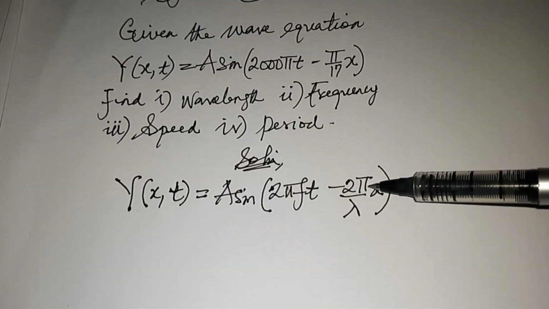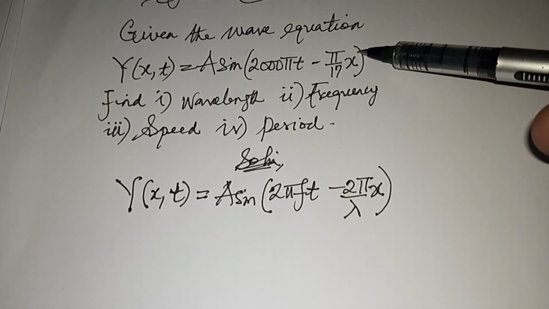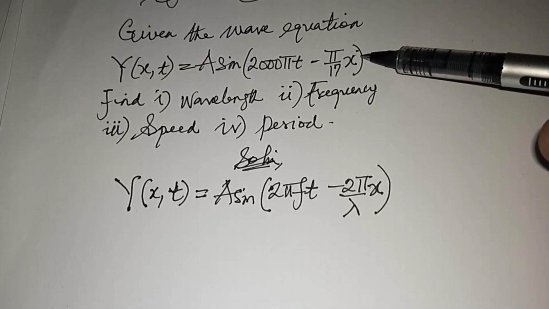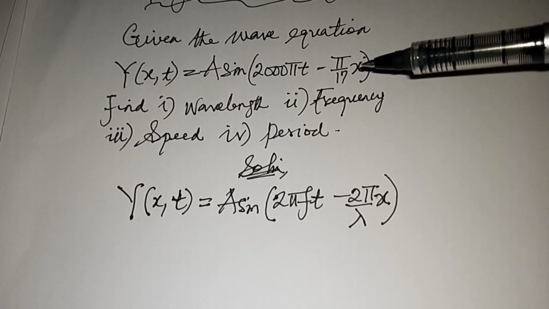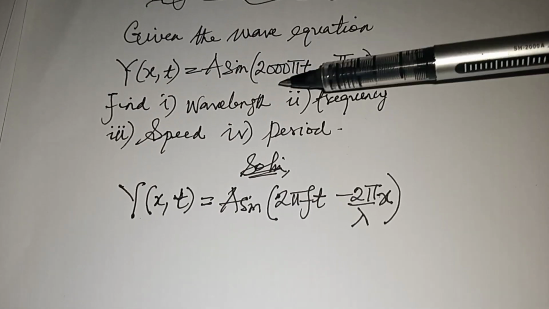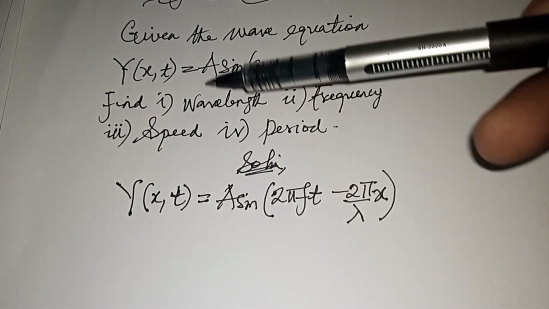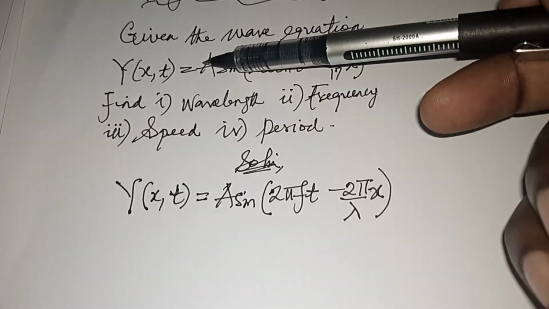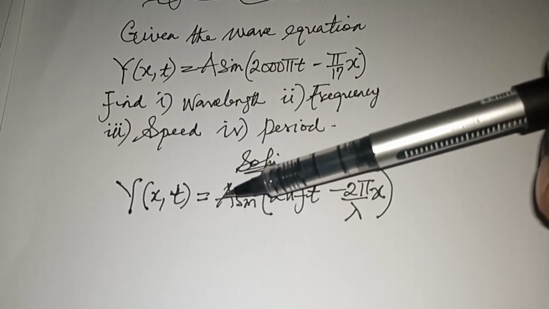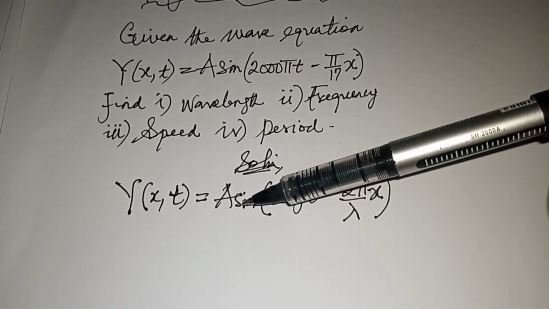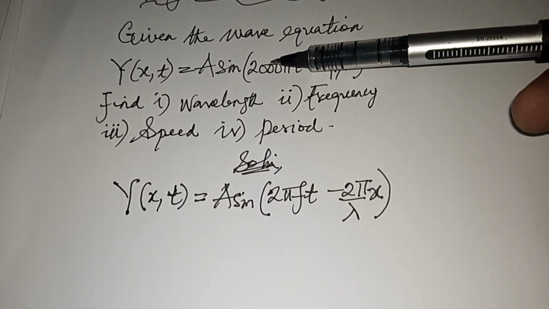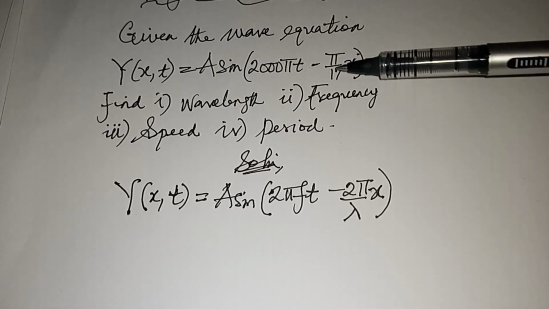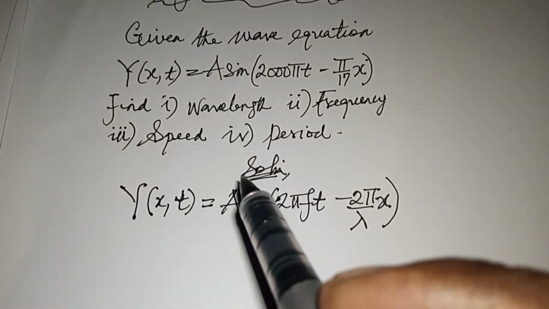All right, so how do we use this to resolve the problem? You need to compare this progressive wave equation with the original equation given. So how do we compare? If you pay close attention, you will notice that A is in both. If you had 20 here, your value of A would have been 20, but A will cancel out with A, and sine will cancel out with sine. So this will be equated to this, and this will be equated to this.